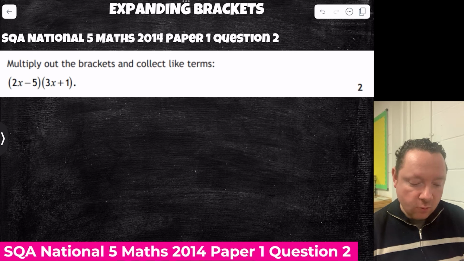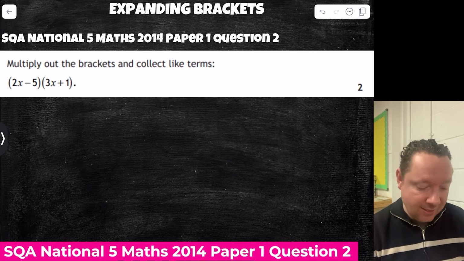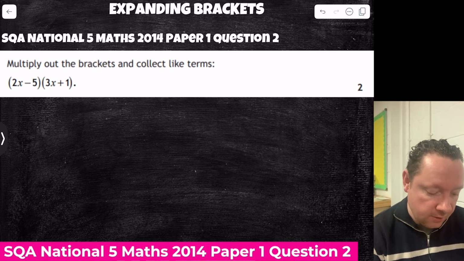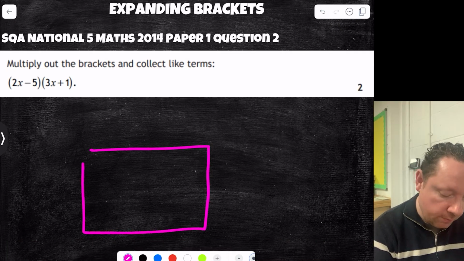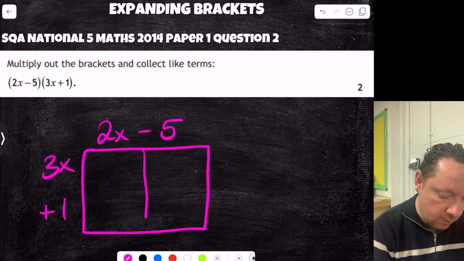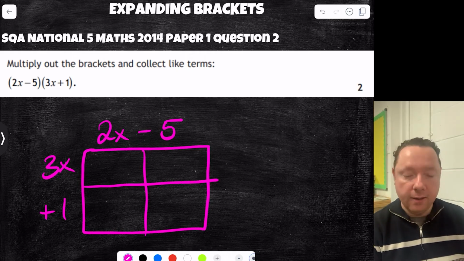SQA National 5 Maths 2014 Paper 1 Question 2 on expanding brackets. Multiply out the brackets and collect like terms. A standard one this, so we've got a box. 2x minus 5 on one side and 3x plus 1 on the other. Split it into 4 and begin.